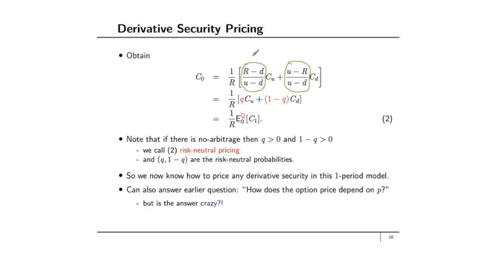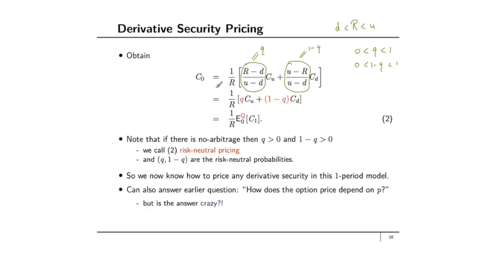Okay, what we do is we call this guy Q. This then you can check is actually 1 minus Q. If I take 1 minus this quantity here, you'll see I'm left with this here. So this is 1 minus Q. And because of the no arbitrage assumption, we have D is less than R is less than U. So in fact, R is greater than D and U is greater than D. But because R is less than U, we see that 0 is less than Q is less than 1, which of course also means that 0 is less than 1 minus Q is less than 1.